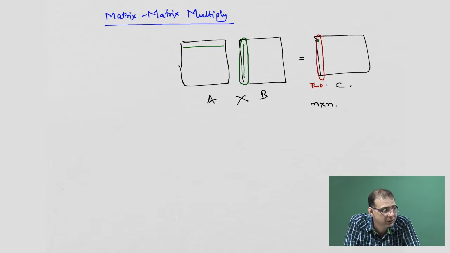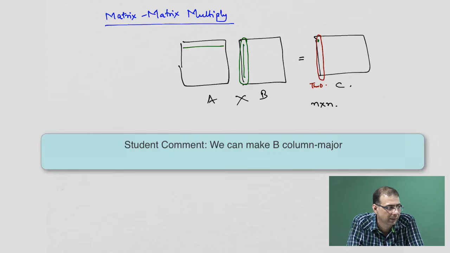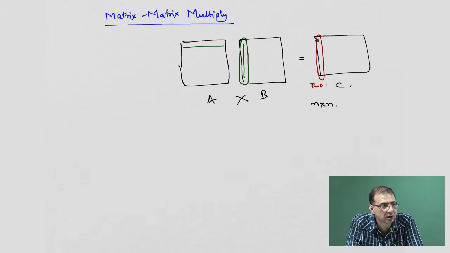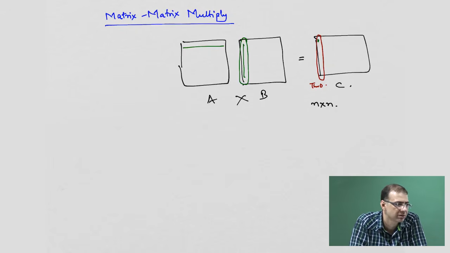But B not being contiguous is an issue, because I have to access B again and again, and it's not contiguous. So I'm not getting the benefit of data locality. That's one approach: take the transpose of B and then do row multiplications. That's one option, but you have the transpose overheads.